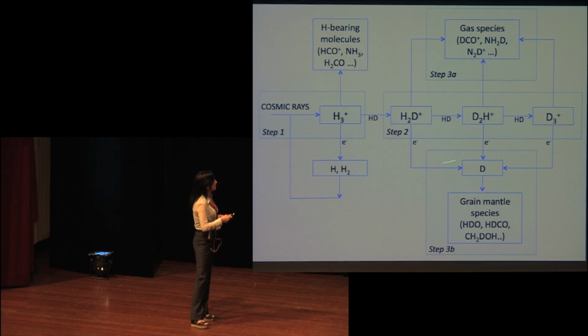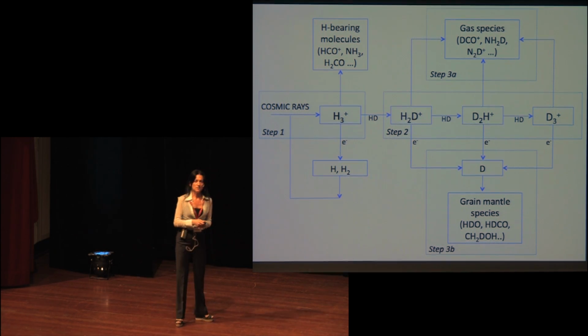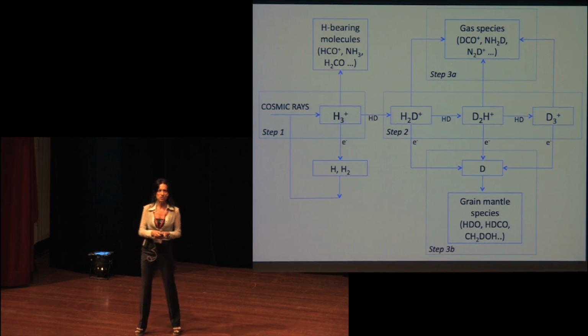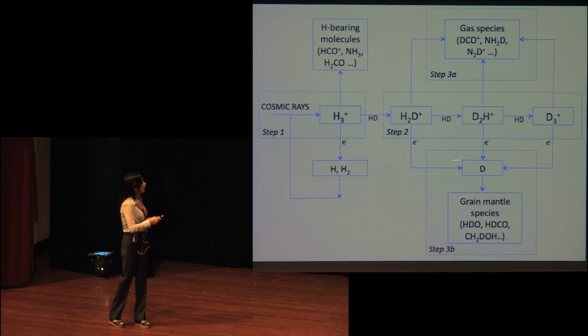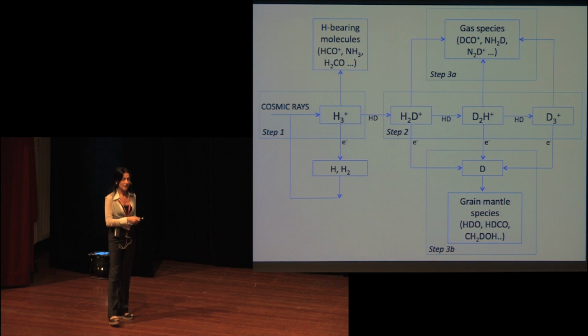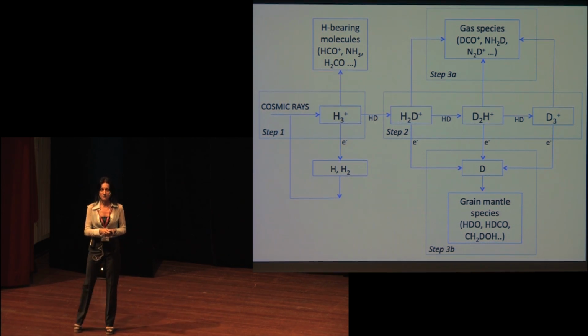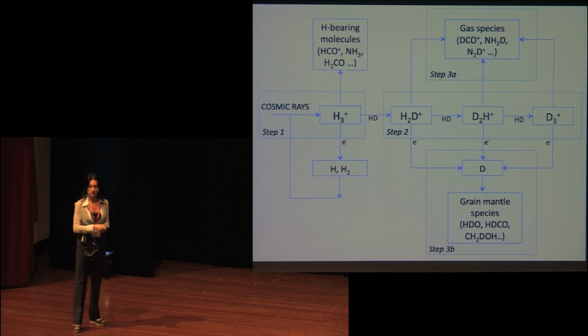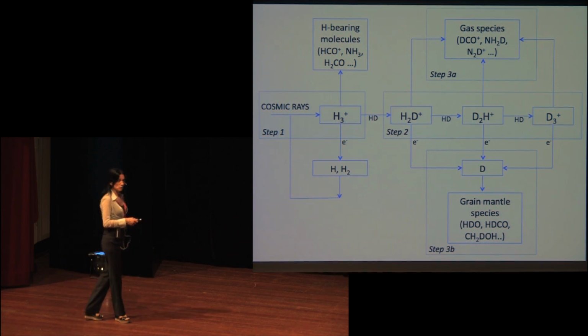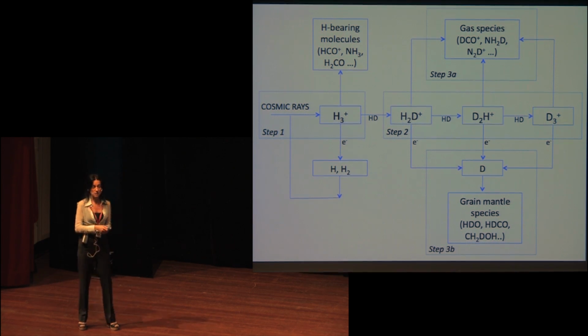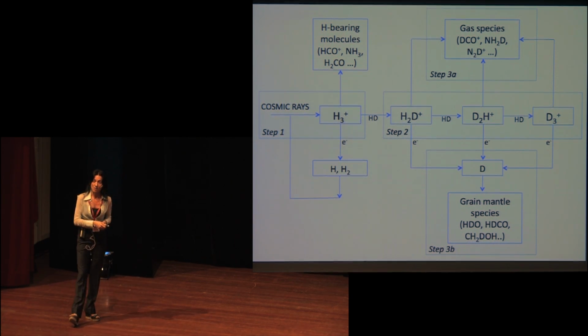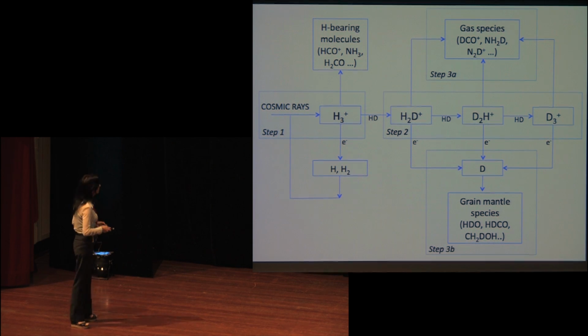There is another important step, step 3, that comes from the fact that when you enrich the gas phase a lot with these deuterated molecular ions, when they dissociatively recombine, they enhance the D over H ratio above the cosmic abundance. So you get a D over H ratio that can go up to 0.3, 0.5. And this, of course, means that the deuterium can compete with the hydrogen to deuterate the atoms and molecules that freeze out on the surface of these dust grains.